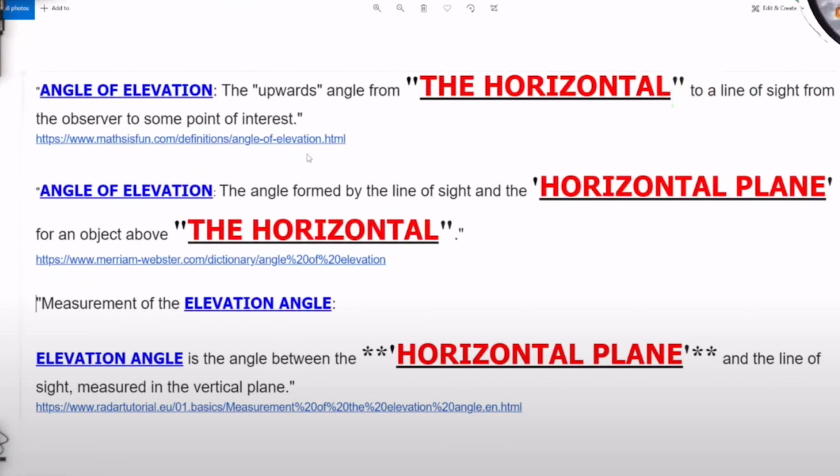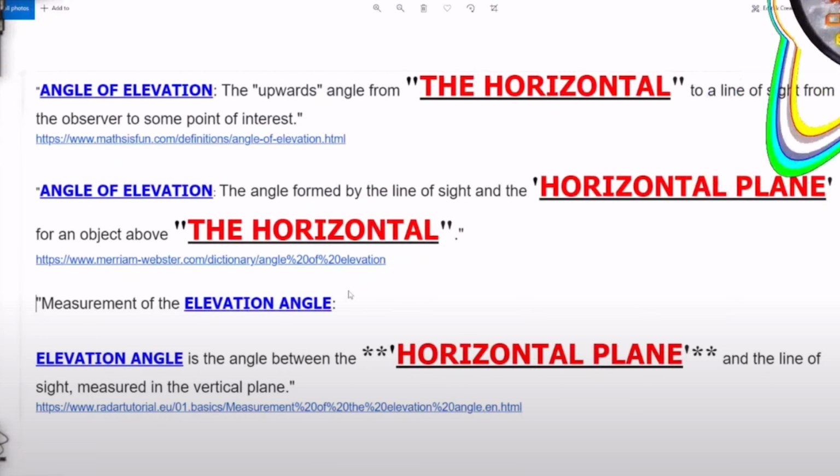From Merriam-Webster, angle of elevation: the angle formed by the line of sight and the horizontal plane. See this guy right here? Kablooey. You need a horizontal plane. What they're saying is you need a flat adjacent, or you're not getting an elevation angle. It's as simple as that. For an object above the horizontal, look, they use horizon, horizontal twice in the same short sentence.